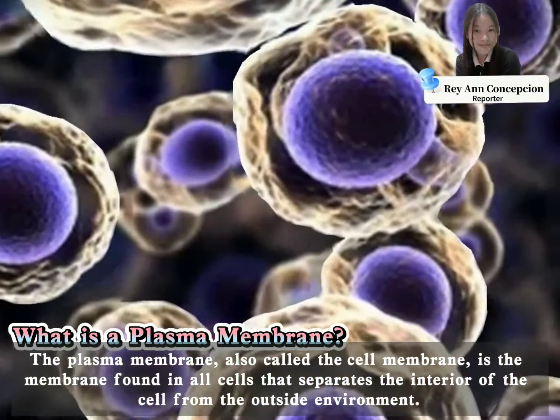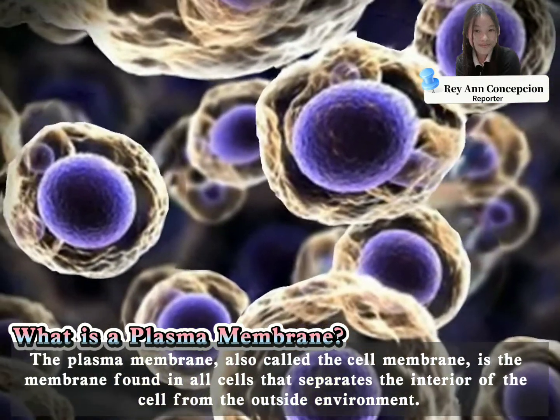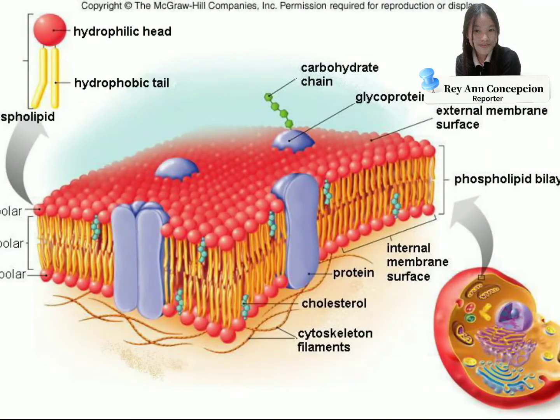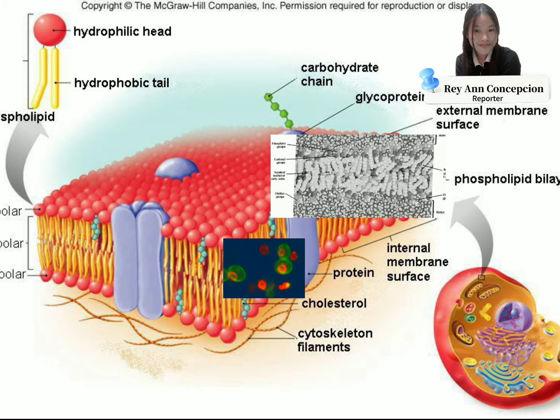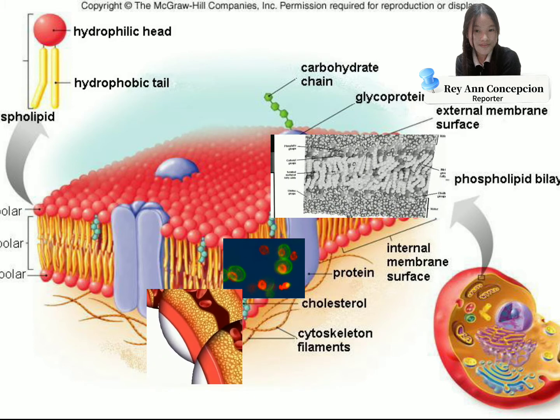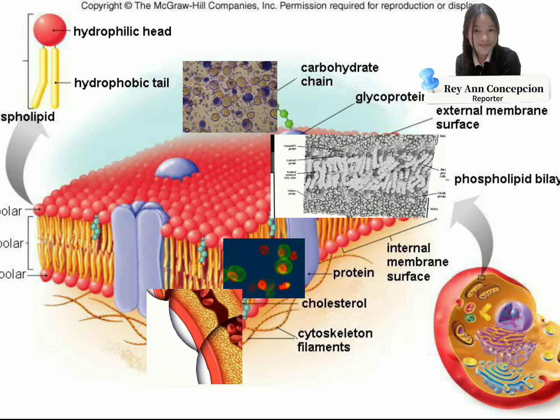The cell membrane, or plasma membrane, forms the outer limit of a cell. It is composed of 55% proteins, 25% phospholipids, 13% cholesterol, 3% carbohydrates, and 4% other lipids.